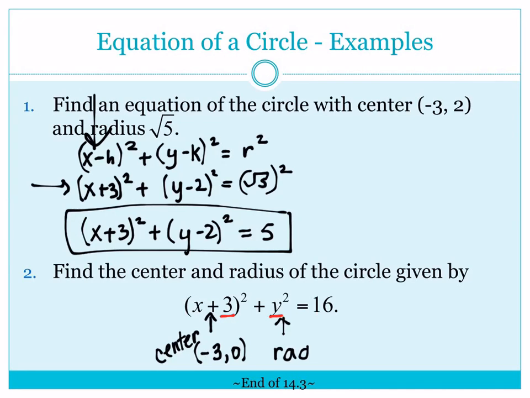And then the radius, be careful again, this is r squared. So what number squared gives you 16? 4. So the radius is actually 4.